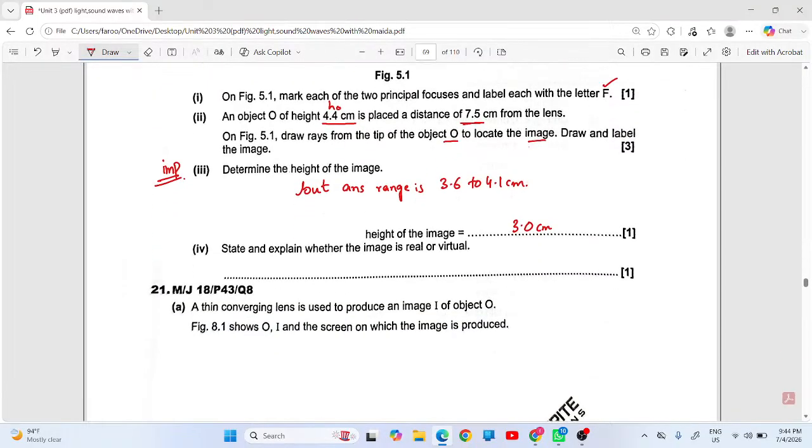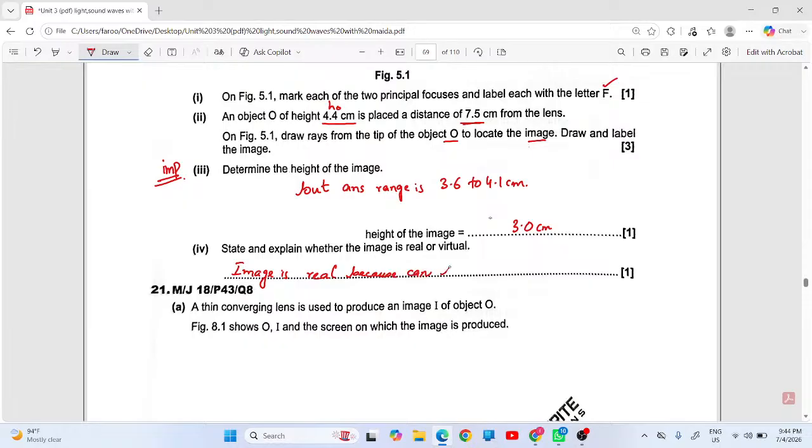State and explain whether the image is real or virtual. अब ये देखिए ये रियल में लाइट रेज इंटरसेक्ट कर रही है, सो दिस इमेज इज रियल। हम लिखेंगे image is real.